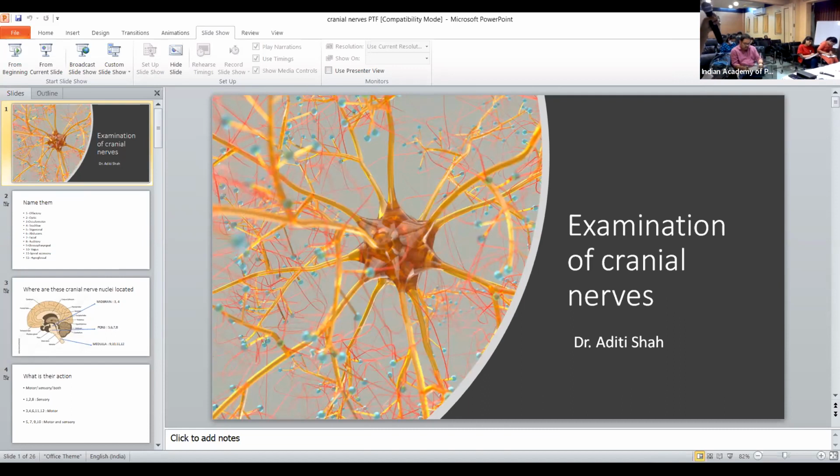Which are the motor nerves? Only motor. Eye movements, which nerves? 3, 4, 6. Perfect. And remember 11th and 12th, right? Perfect. Very nice. And of course, the remaining nerves 5, 7, 9, and 10 are both motor and sensory.